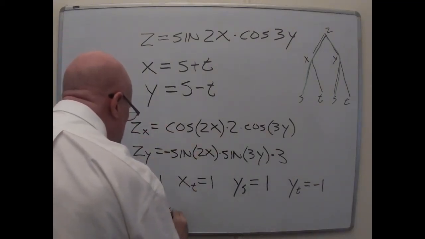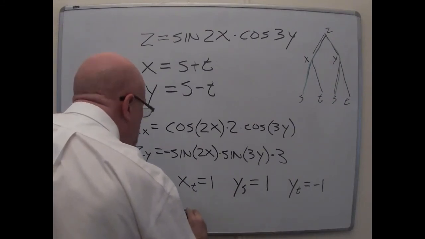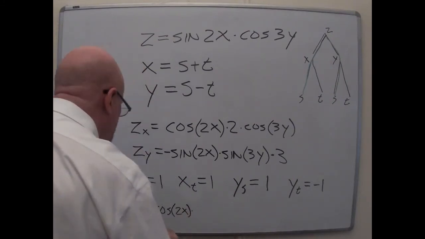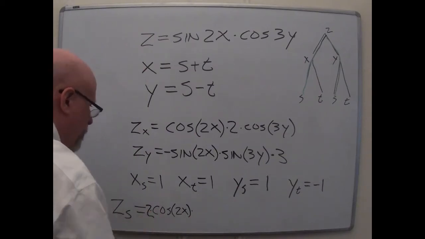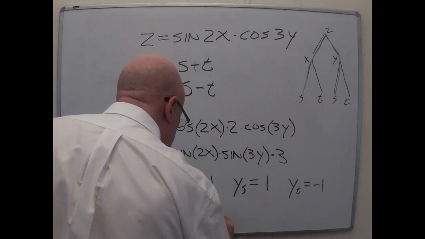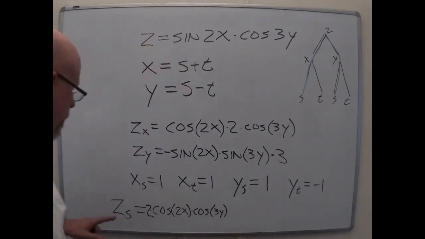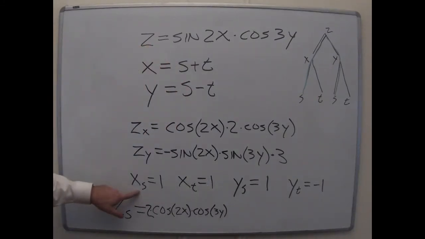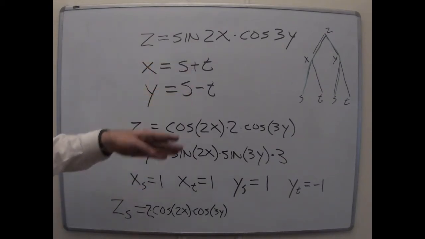Cos of 2x times, actually I want to put that 2 in the front. 2 times cos of 2x times cos of 3y. That's the branch that corresponds to x and s.